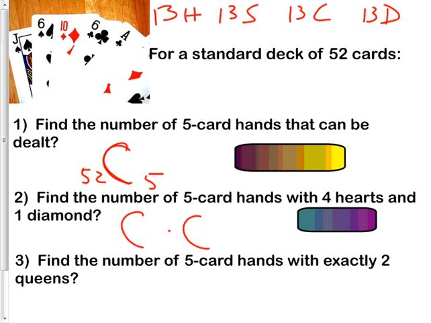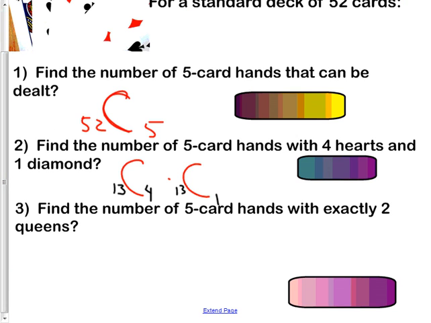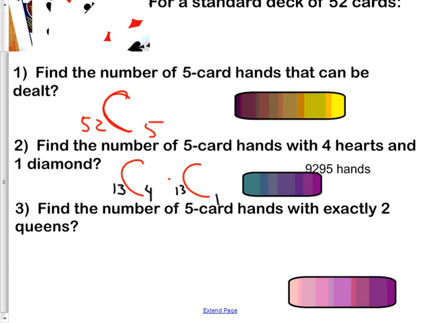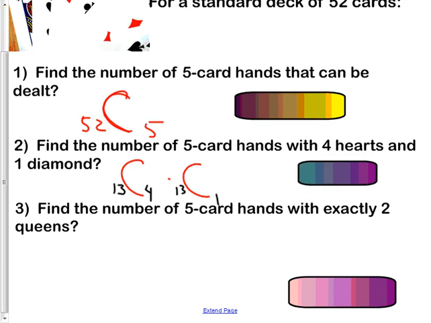Do you get that there are 13 hearts and I want to choose 4 of them? And that there are 13 diamonds and I want to choose 1 of them? If you do 13 choose 4 and 13 choose 1 and multiply them together, you get 9,295 hands.